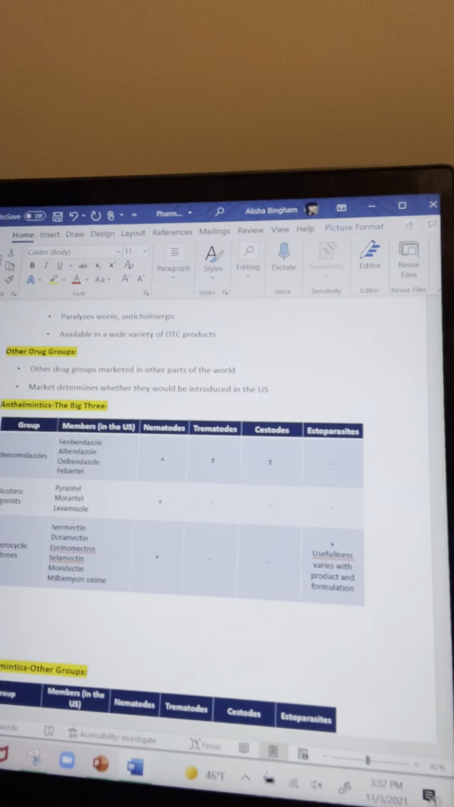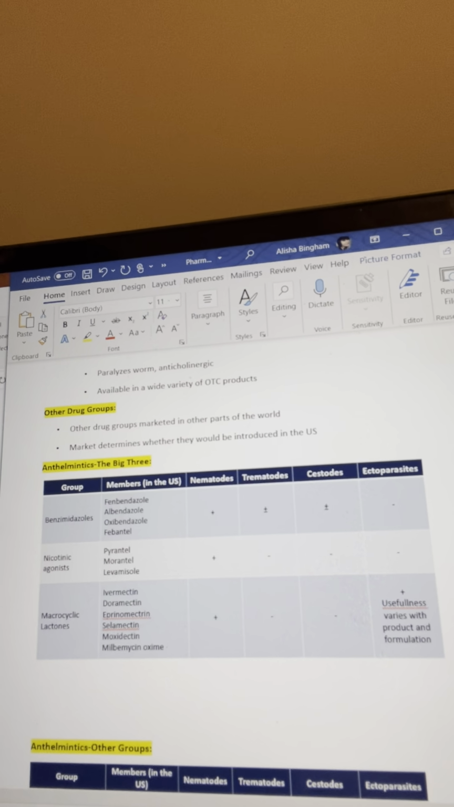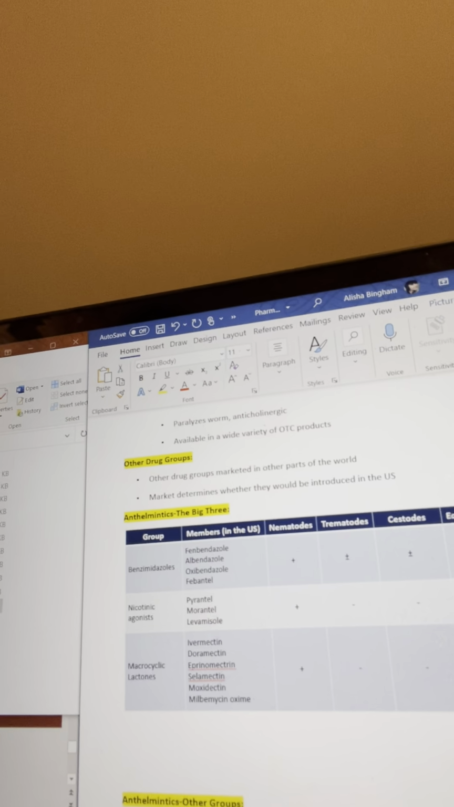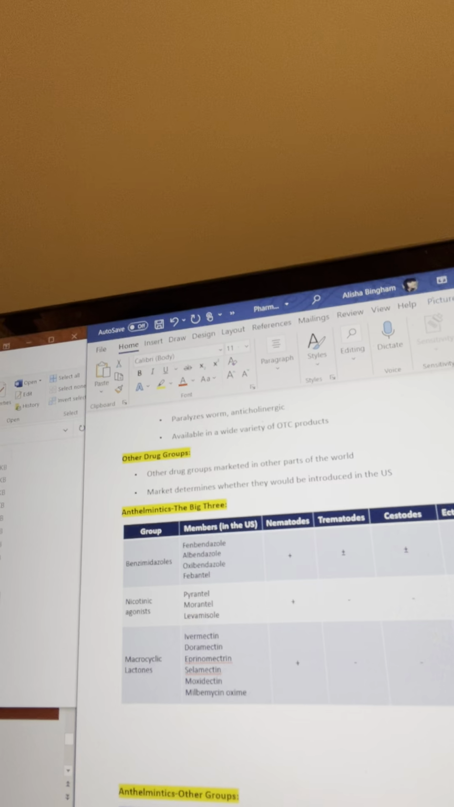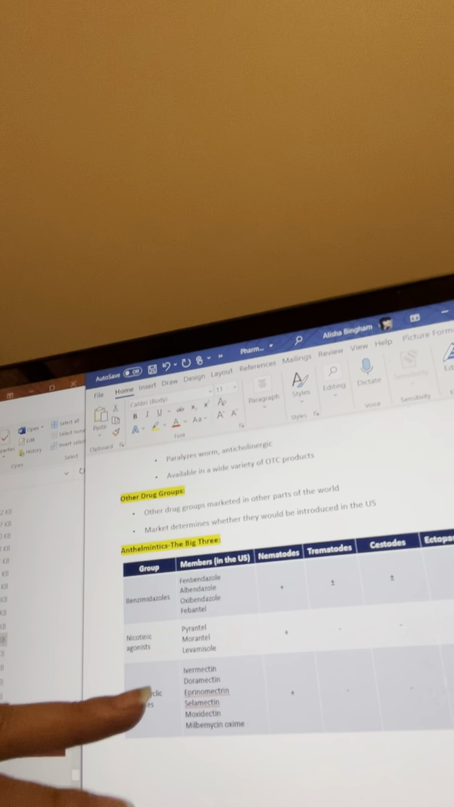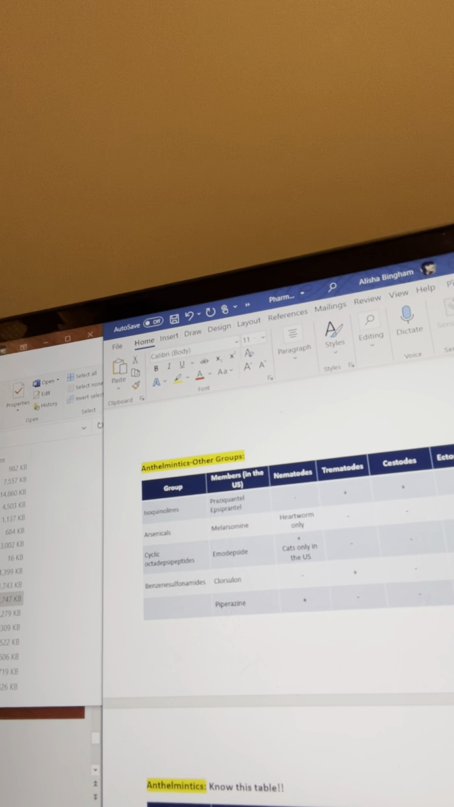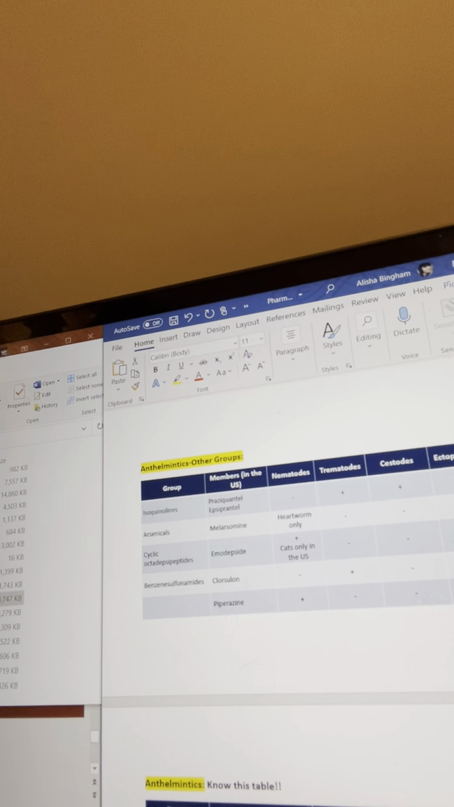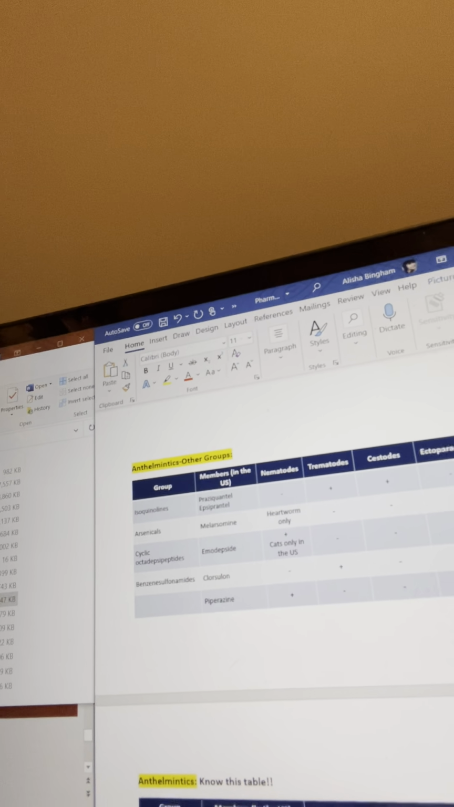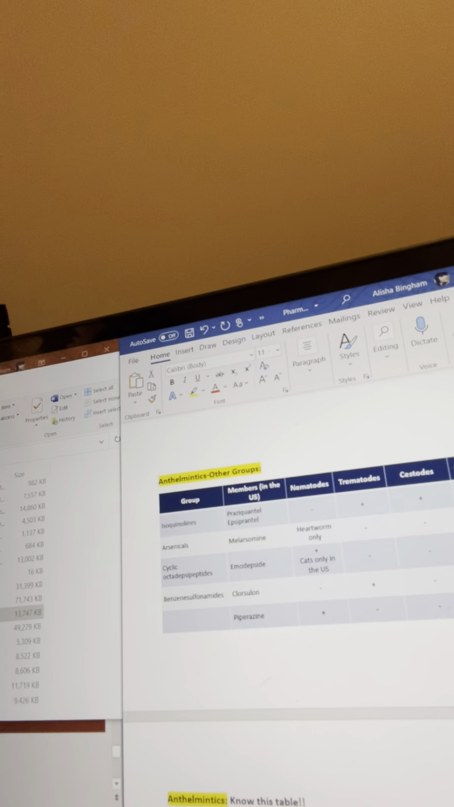So we actually made up some charts here that I'm going to show you. Our benzimidazoles are for nematodes, trematodes, cestodes. We have nicotinic agonists, which are used for our nematodes. We have macrocyclic lactones, which are also used for our nematodes and our ectoparasites. And then we have our isoquinolines, which are used for trematodes and cestodes. Our arsenicals are heartworm only. Our cyclic octadepsipeptides are cats only in the U.S., used for nematodes. Our benzenesulfonamides are used for trematodes.